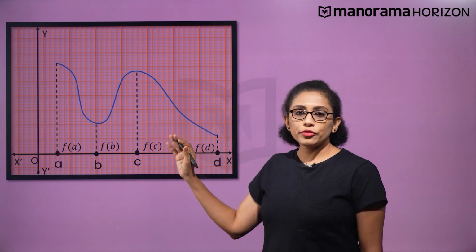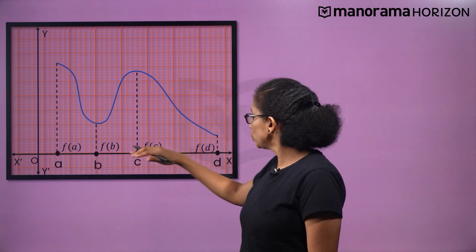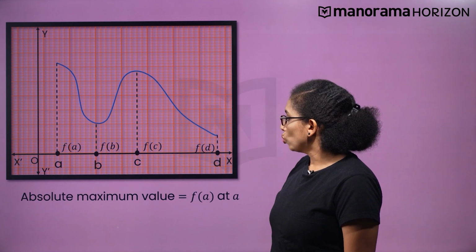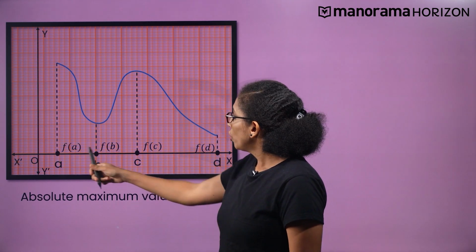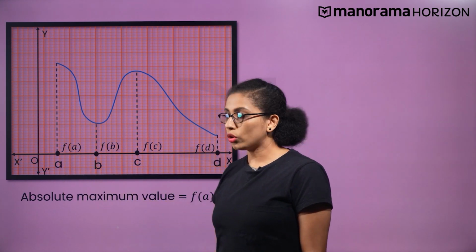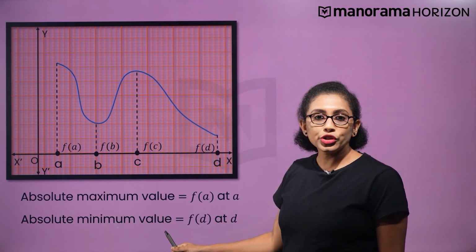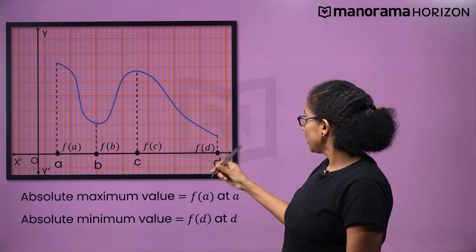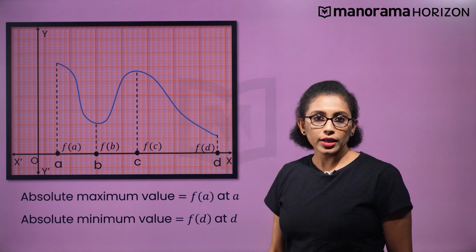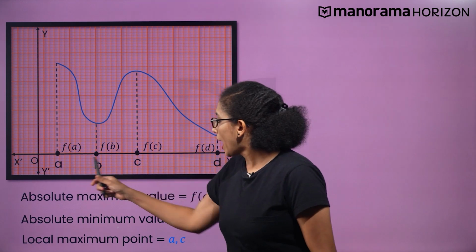Here, the graph shows a continuous function defined on a closed interval a to d. Now, where will be the absolute maximum value? At a, that is, the value will be f of a. Now, what will be the absolute minimum value? Absolute minimum value is at point D, as you can see here, and the value will be f of D, right? So, it has a local maxima at point A and C.